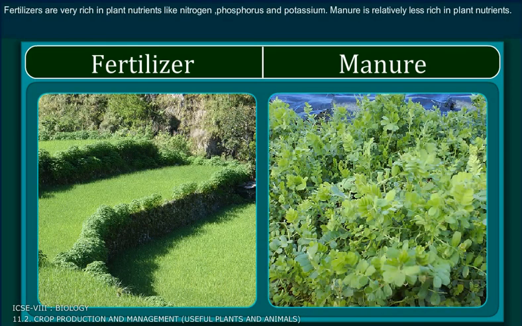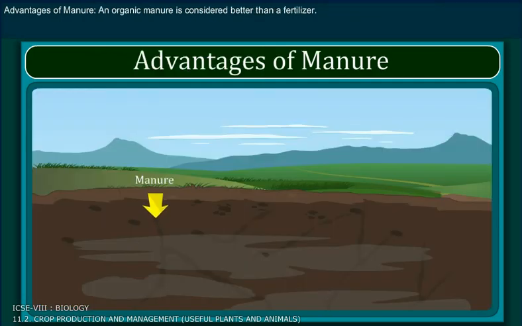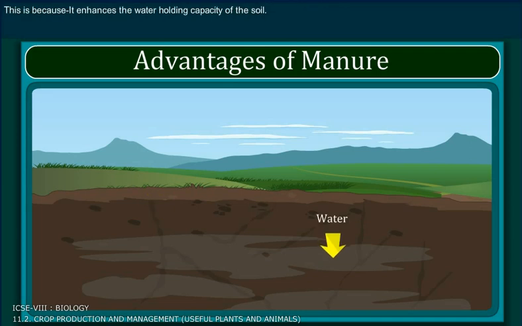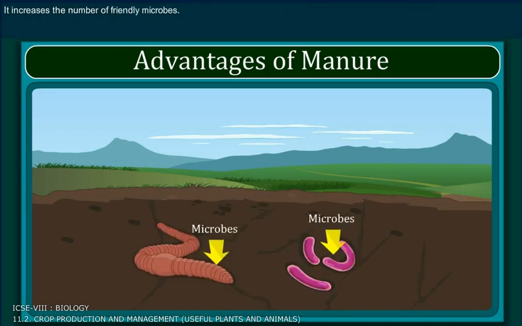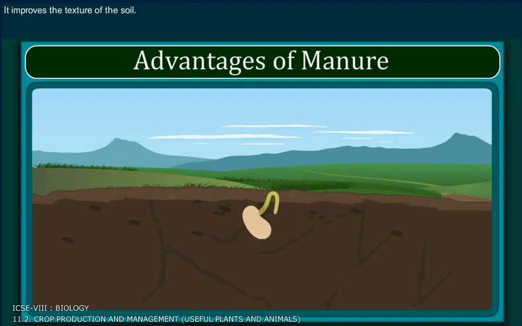Fertilizers are very rich in plant nutrients like nitrogen, phosphorus, and potassium. Manure is relatively less rich in plant nutrients. Advantages of manure. An organic manure is considered better than fertilizers. This is because it enhances the water holding capacity of the soil. It makes the soil porous, due to which exchange of gases becomes easy. It increases the number of friendly microbes. It improves the texture of the soil.